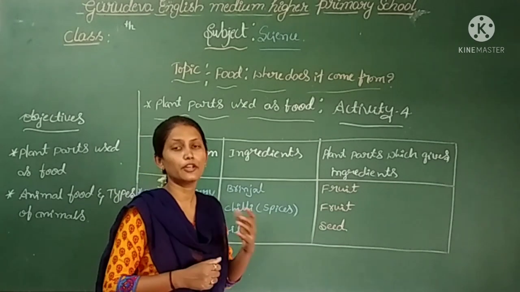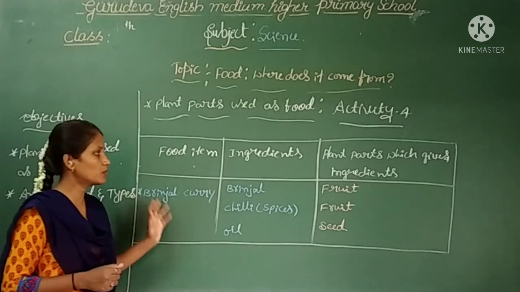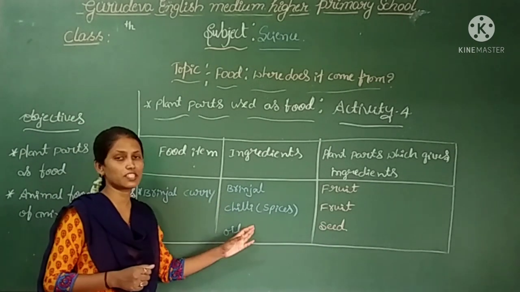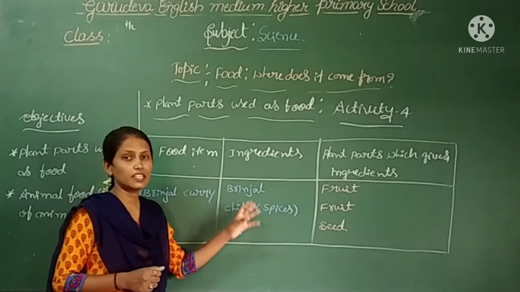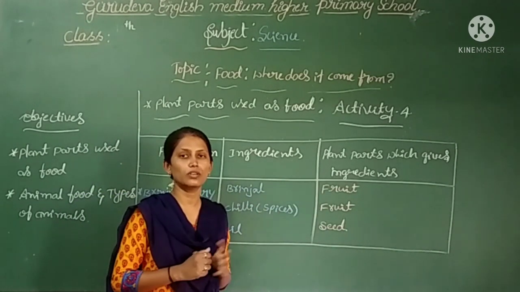In the same manner, you also write down one food item, and in that food item which ingredients are present. With these ingredients, you have to write down which part of the plant they belong to.